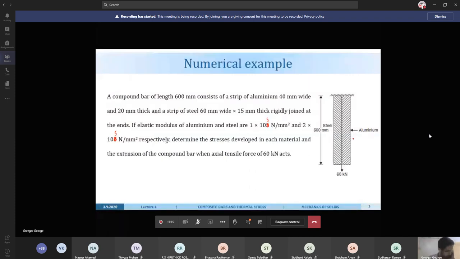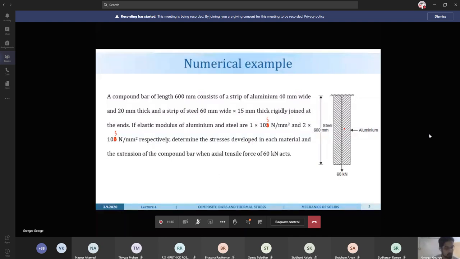So Nasir, can you give some update? Yes, sir. Stress is equal to force by area. So we can find stress. Okay. If you can tell me some steps, I can write here also.